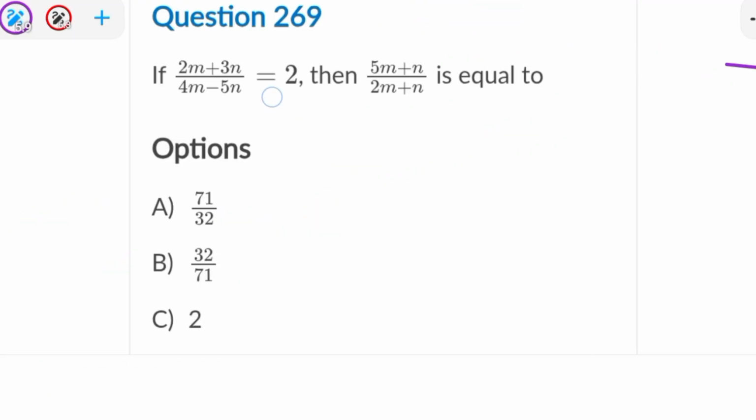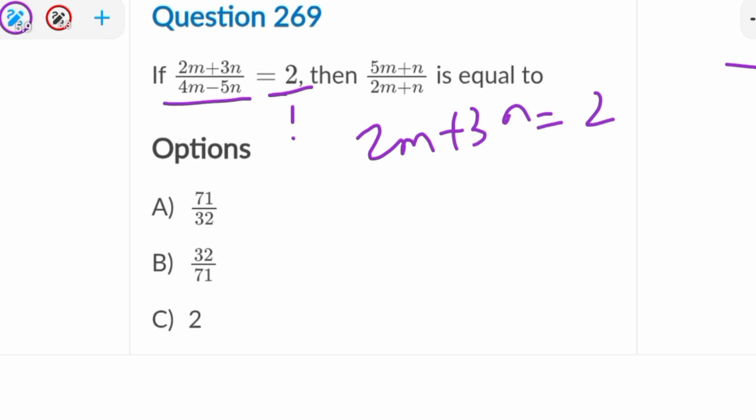If 2m plus 3n over 4m minus 5n is equal to 2, you have to find 5m plus n over 2m plus n. What would this one be equal to? There are two ways of solving this. The first way is the simultaneous equation method, but that one might be longer. In that method, this thing is over 1, so you equate it to 2. You will do 2m plus 3n is equal to 2. Then you equate 4m minus 5n to 1, so 4m minus 5n is equal to 1.